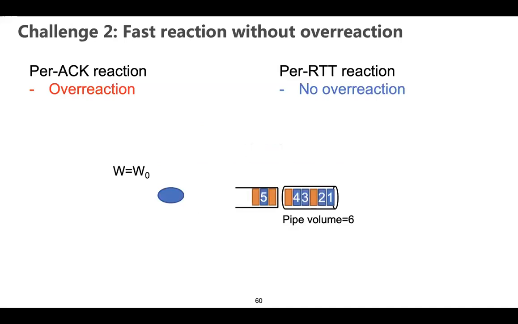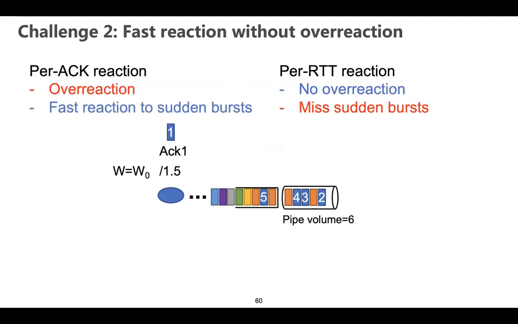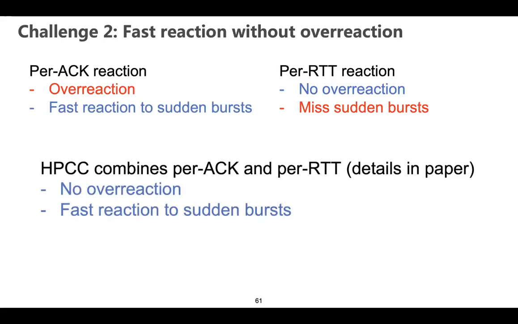But per-RTT reaction also has its own downside, because if after the first acknowledgement a sudden burst comes, the sender will miss the opportunity to react quickly to the sudden burst. But this is actually the benefit of having a per-ACK reaction. So in our paper, HPCC combines the per-ACK and the per-RTT schemes so that it can achieve no overreaction while still quickly reacting to a sudden burst.